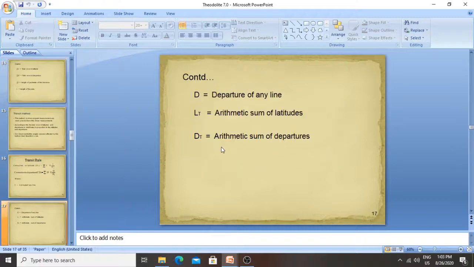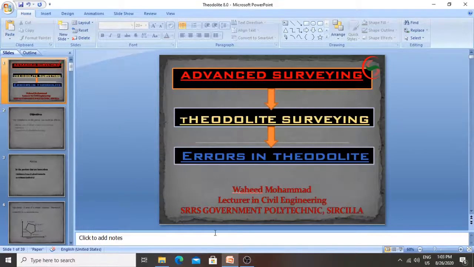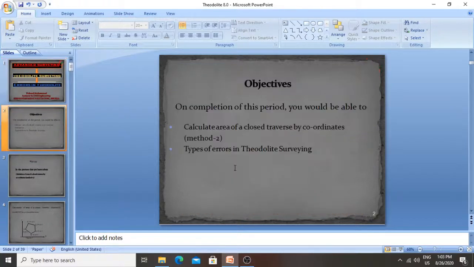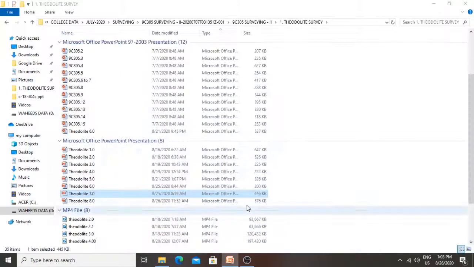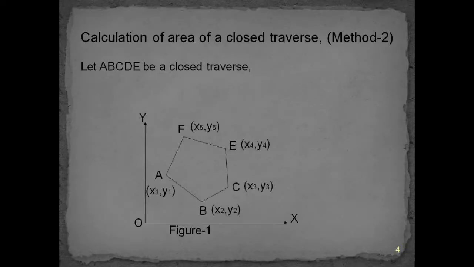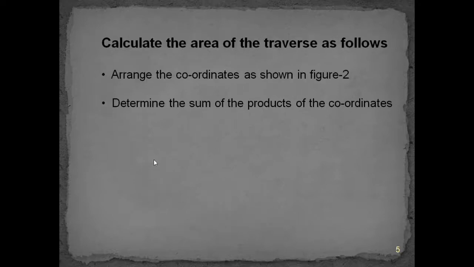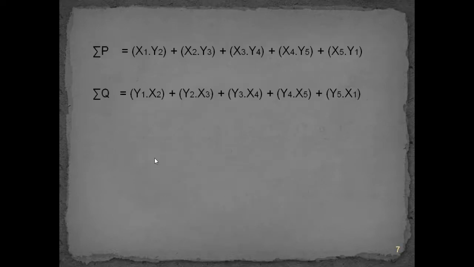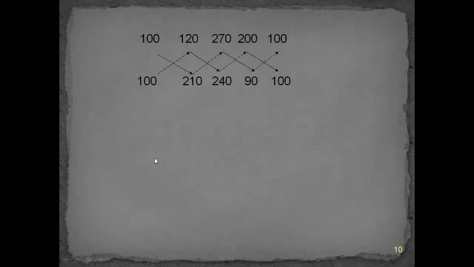And finally, this is today's class. We have seen the problem on a closed traverse, area calculation of a closed traverse by coordinate method, and the errors. I hope you understood every topic of this theodolite surveying. Total 8 classes we have done. If you have any doubts regarding these 8 classes, please do comment.